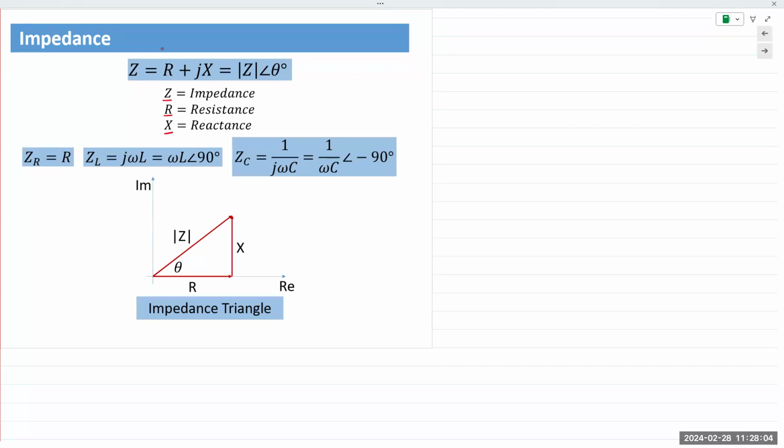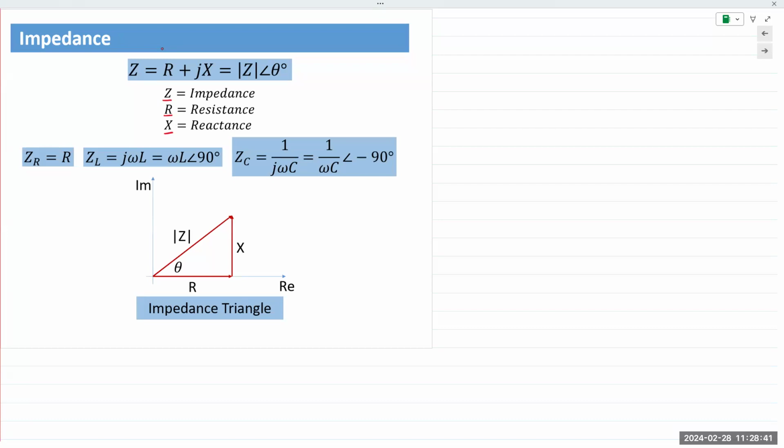Impedance comes from impede, resistance comes from resist, and reactance is due to the reaction or the response that is elicited due to an applied input, whether it is voltage or current. Again, impedance, resistance, and reactance are kind of all synonyms of each other, but technically, impedance is the sum of resistance and reactance.